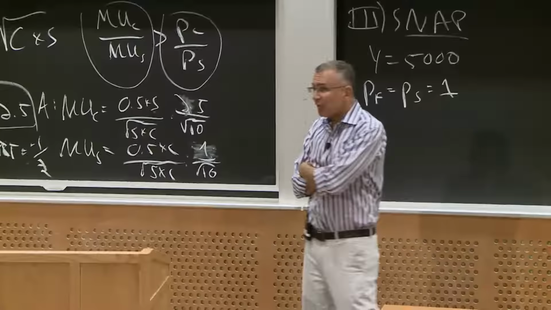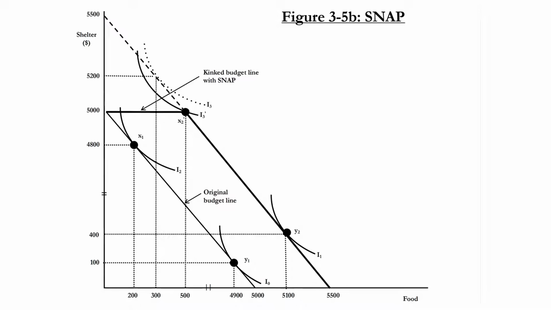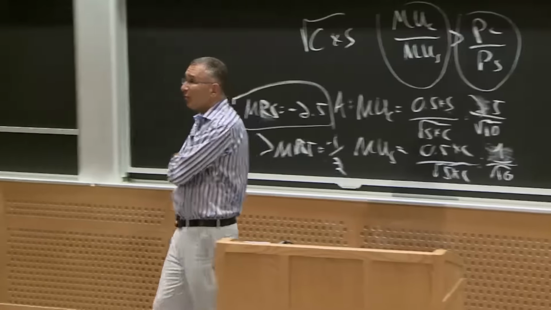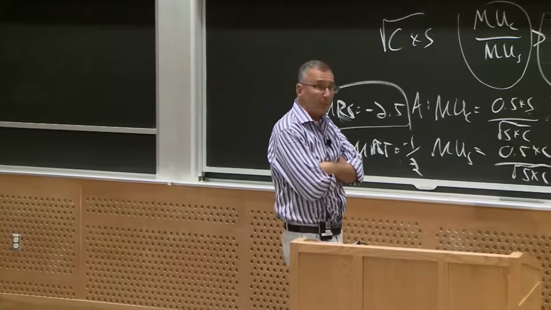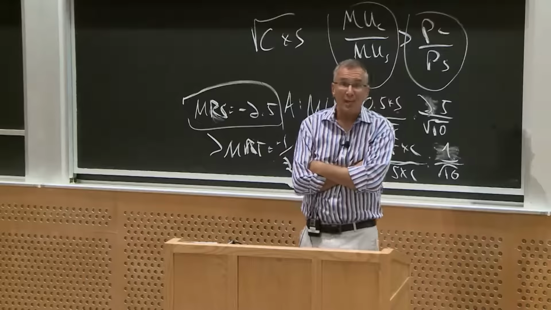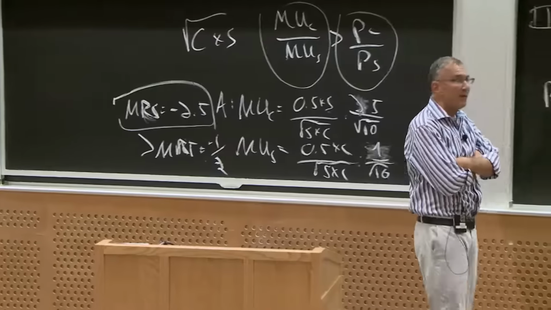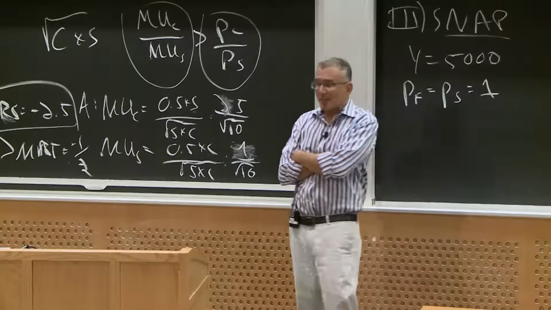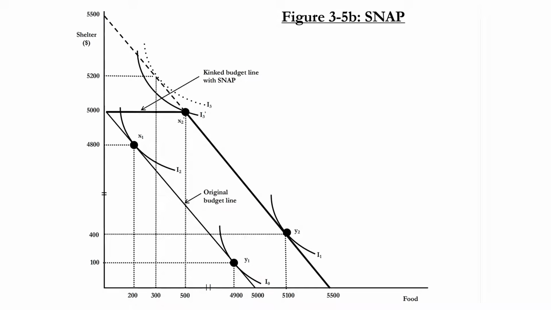Why is it flat? Because think about it. All those points on that flat segment are now the feasible points. Before, if you wanted $5,000 in shelter, you couldn't have any food. Now you can have up to $500 in food and still have $5,000 in shelter. So the budget constraint is now flat and then rejoins the original budget constraint at that point x2.